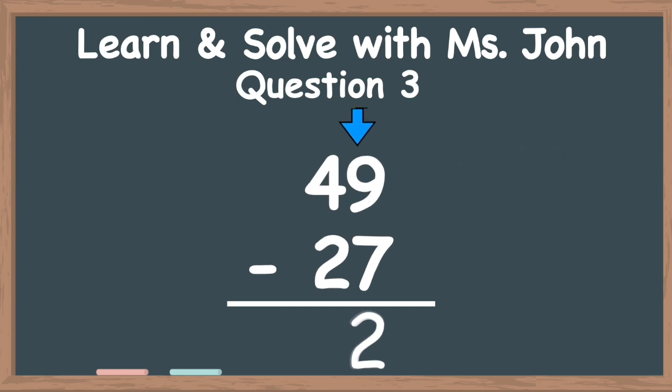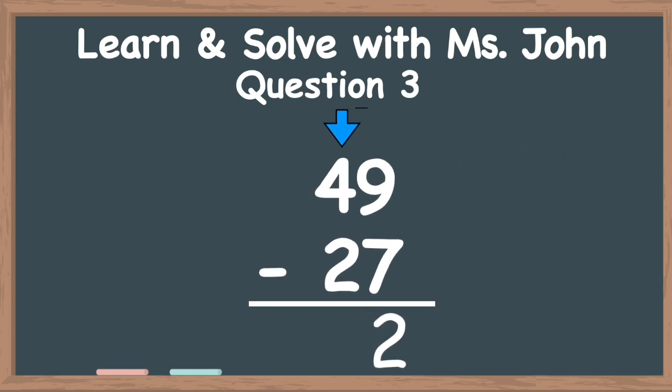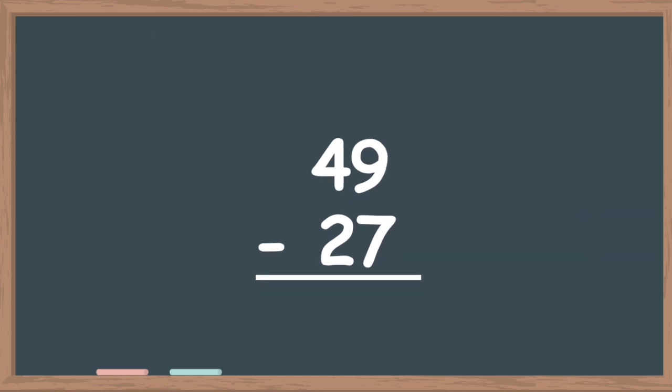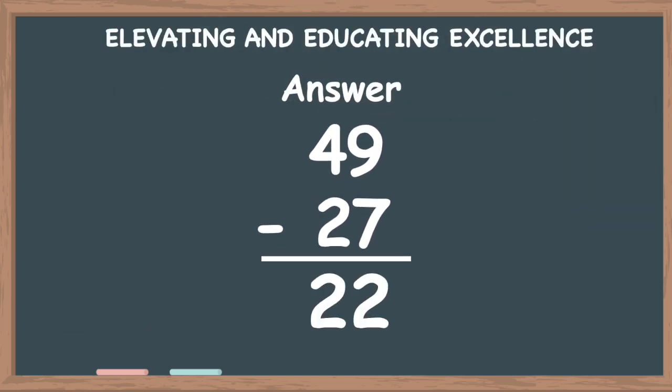Now let's subtract the numbers in the tens section. So let's draw the rough box. In this rough box, we're going to write 4 minus 2. 4 minus 2 equals 2. Therefore, we're going to write 2 in the answer section of the tens column. So the answer for 49 minus 27 equals 22. Again, the answer is 22.